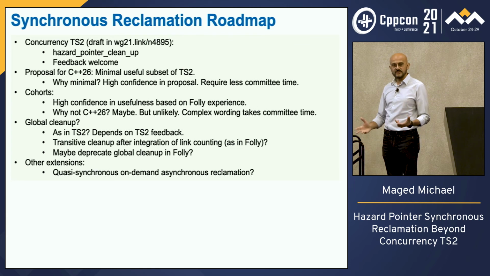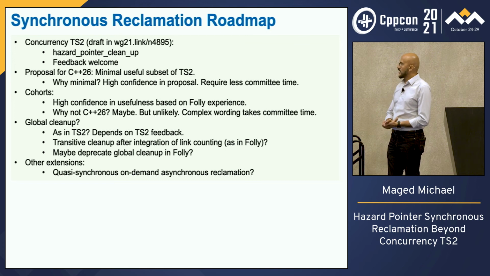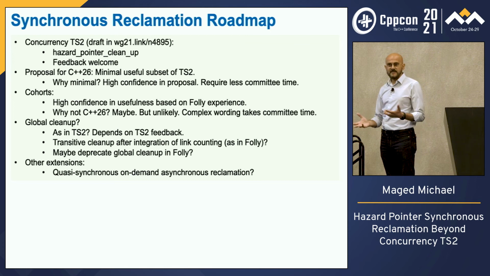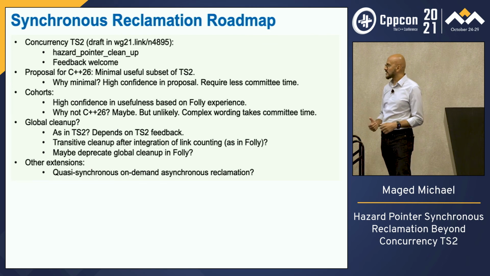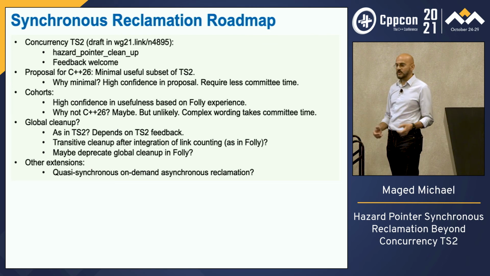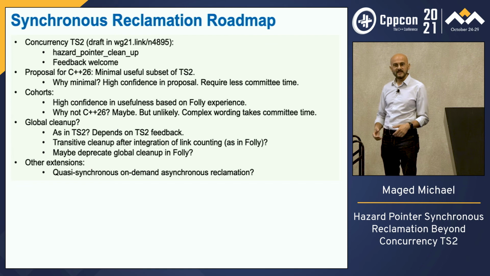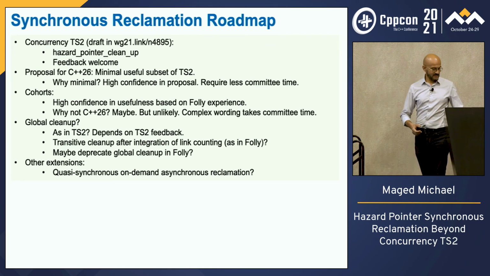Do we need it? Do we need to make it even stronger, make it transitive cleanup if we add integrated link counting, as in Folly? Or actually, maybe we'll go back in Folly and remove the global cleanup. So that's kind of in flux, whether we need that or not, and whether we need to add other extensions like support for quasi-synchronous on-demand asynchronous reclamation.